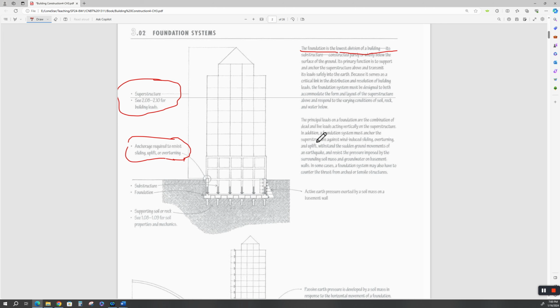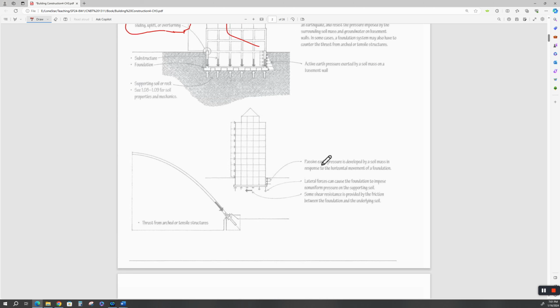All right. The principal loads on a foundation are the combination of dead and live loads acting vertically on the substructure. In addition, we already know that we have earthquake and wind loads, right? You got wind loads, you got earthquake loads that come in all different forms, side shake, vibrations which set up the frequency curve up through the building and all that good stuff, right? Okay, all right. Let's move on.